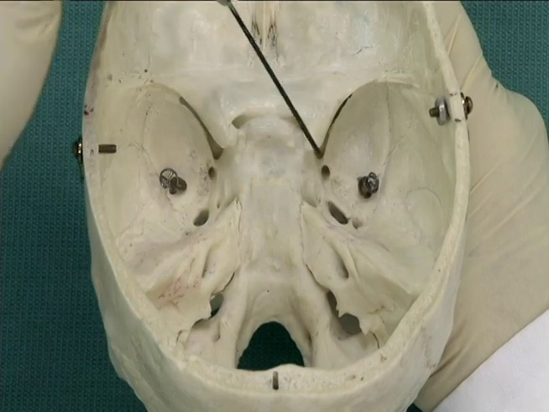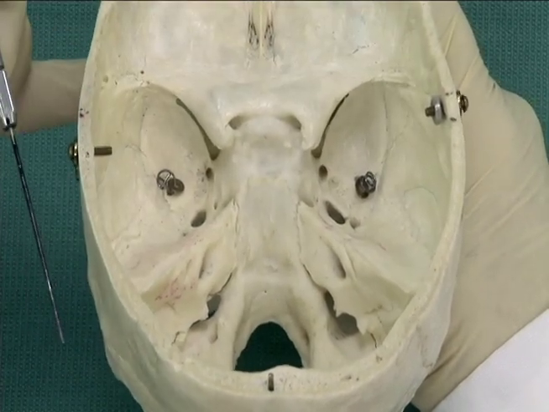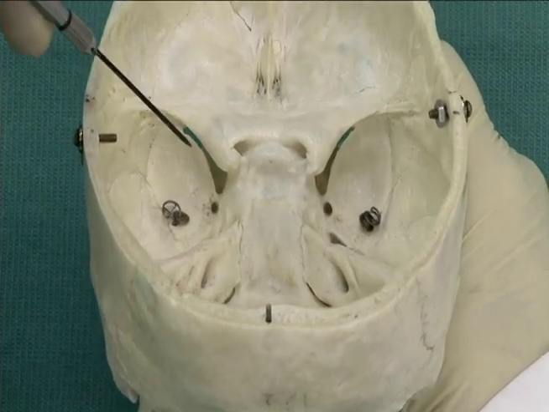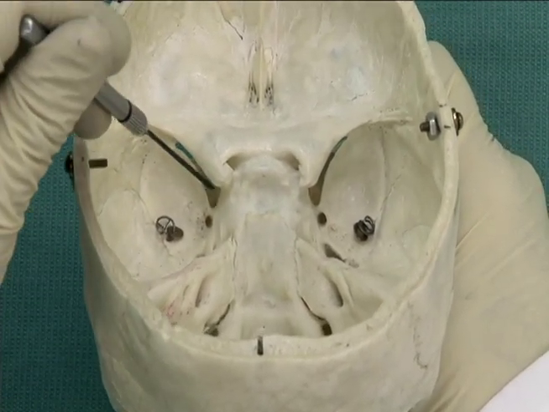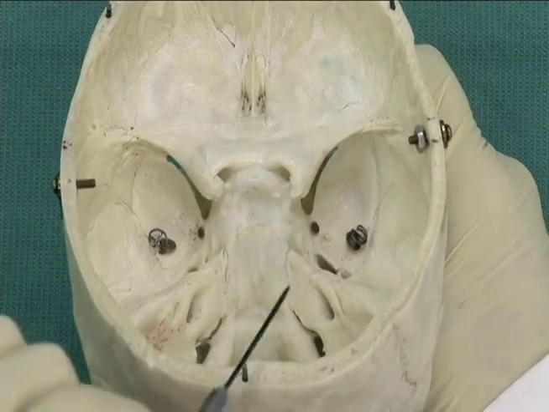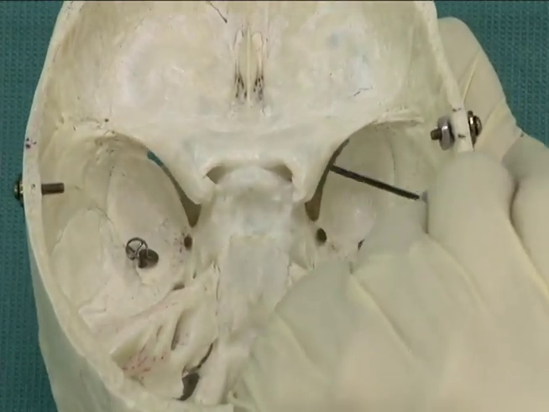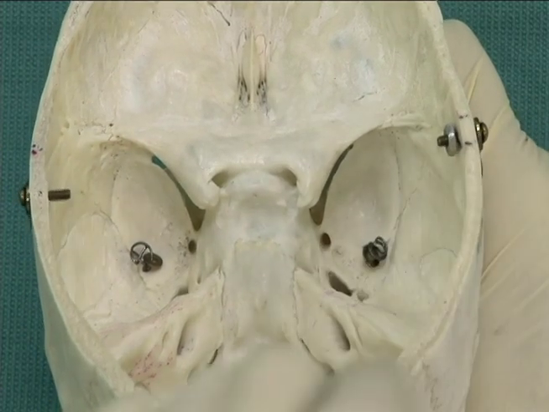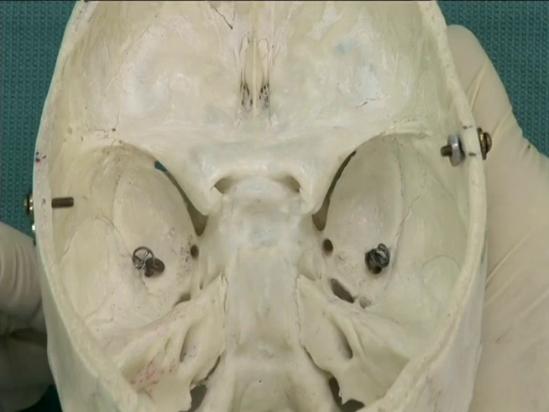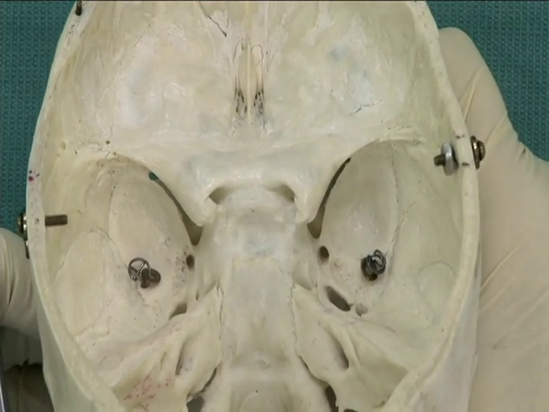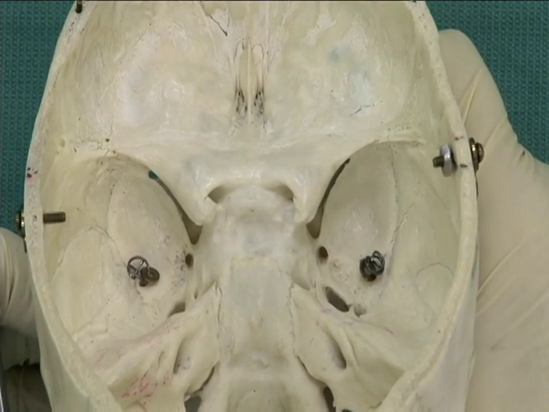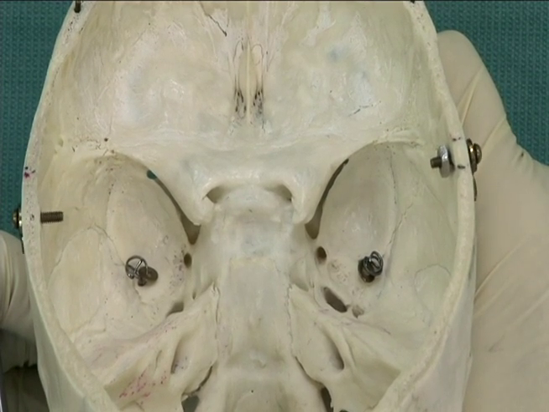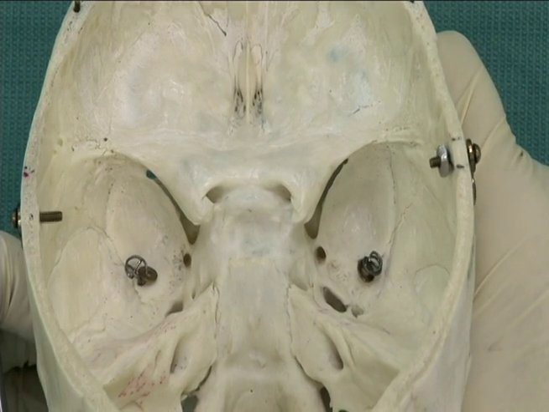Beneath the lesser wing, between it and the greater wing, is the superior orbital fissure. This fissure transmits the superior ophthalmic vein, cranial nerves 3, 4, 6, and the frontal, nasociliary and lacrimal branches of the ophthalmic nerve, which is the first division of the trigeminal nerve.